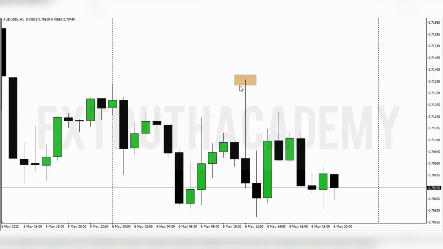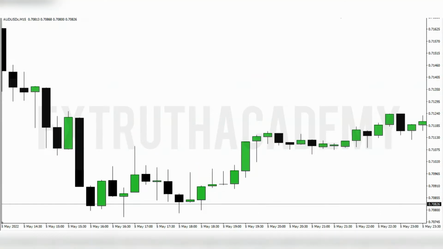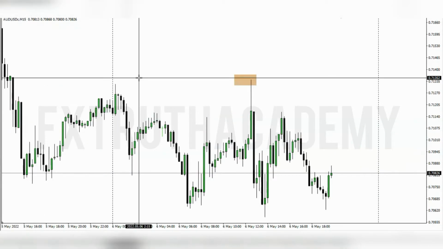So the question is, how would you have known this was going to happen like this? That's what I'm trying to cover: how not to be caught on the wrong side of the move, how to know this would have happened just the way it happened. Some people would have been caught on the wrong side of the move. If you go down to the 15-minute, those who traded through the 15 minutes would have been caught on the wrong side.